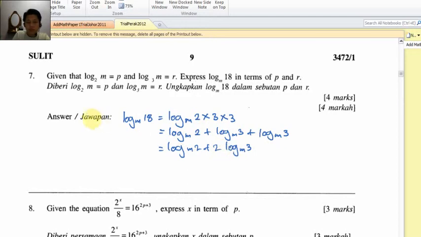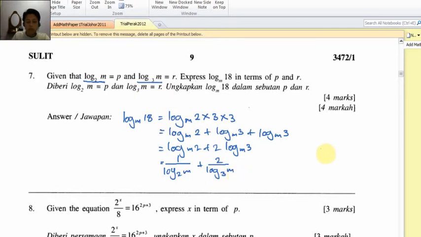But you see, we know that log to the base of 2m is equal to p and log to the base of 3m is equal to r. But we don't have something equivalent to log to the base of 2m and to the base of 3m in our new equation here. But we know that log to the base of m 2 is equal to 1 over log to the base of 2m, and this is 2 over log to the base of 3m.